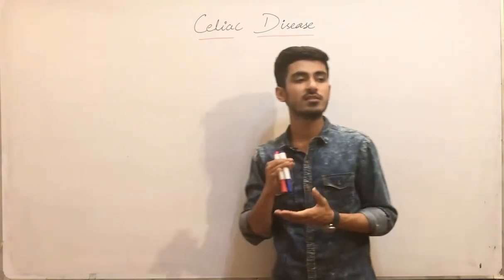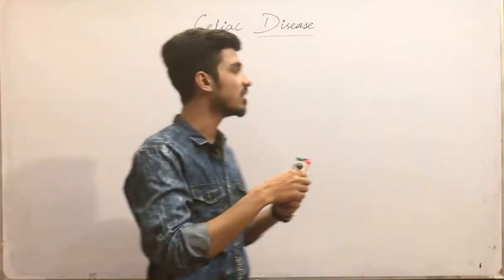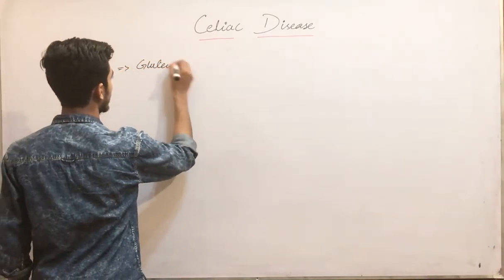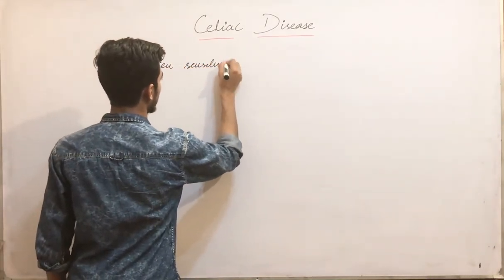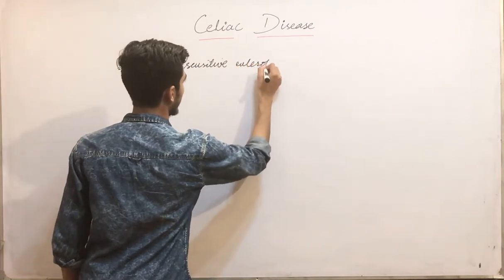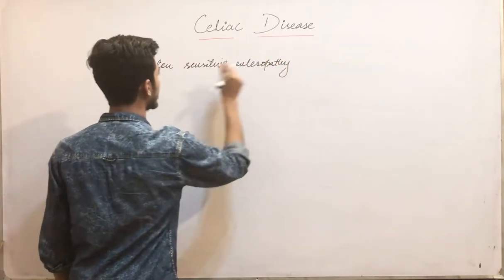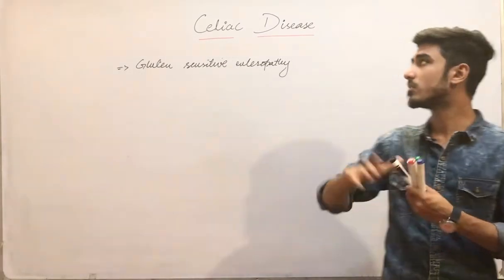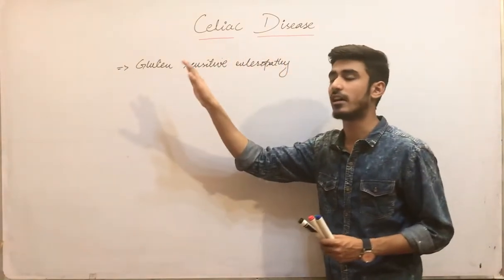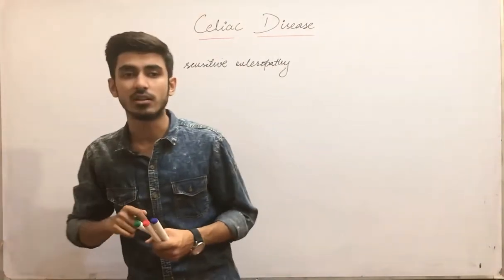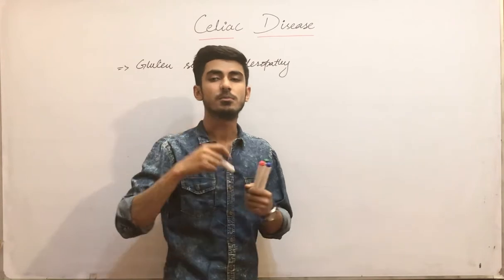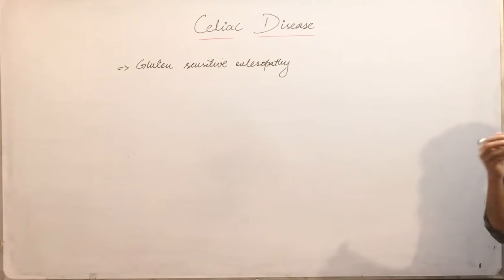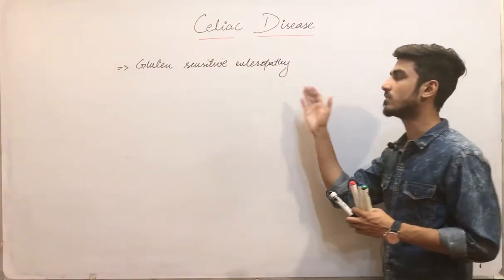So basically, what is celiac disease? Celiac disease is the gluten sensitive enteropathy. Now what is this gluten sensitive enteropathy? Whenever a patient with celiac disease eats or digests food containing gluten, his immune system becomes activated and destroys the epithelium of the intestine. So this is the gluten sensitive enteropathy.